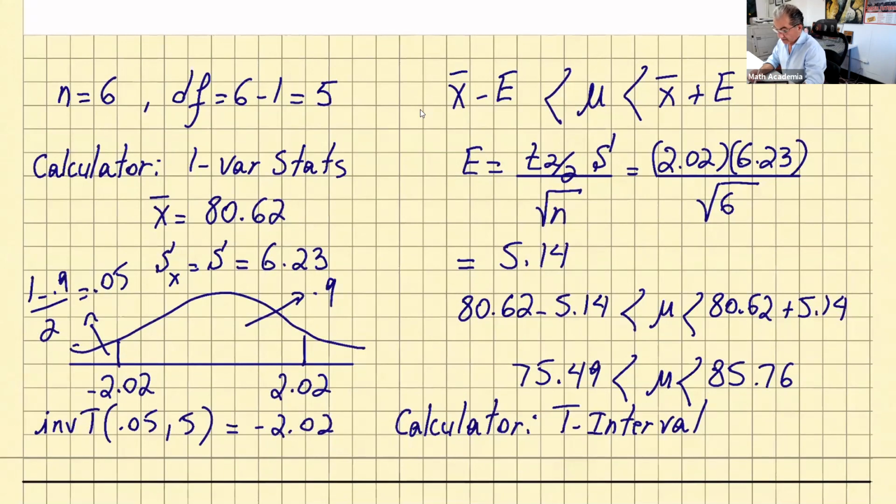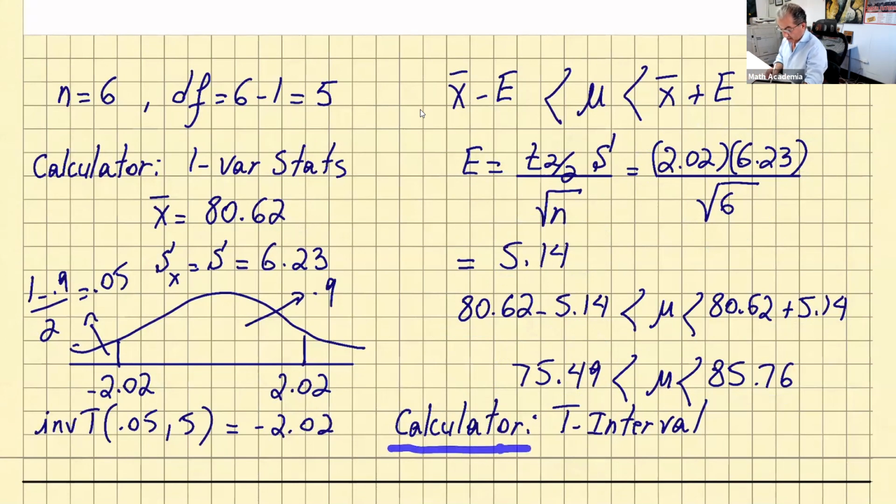So the margin of error is going to be 2.2 times 6.23 over the square root of 6. You get 5.14. So the mean, 80.62, minus 5.14 gives you the left side, 75.49, and 80.62 plus 5.14 gives you 85.76.